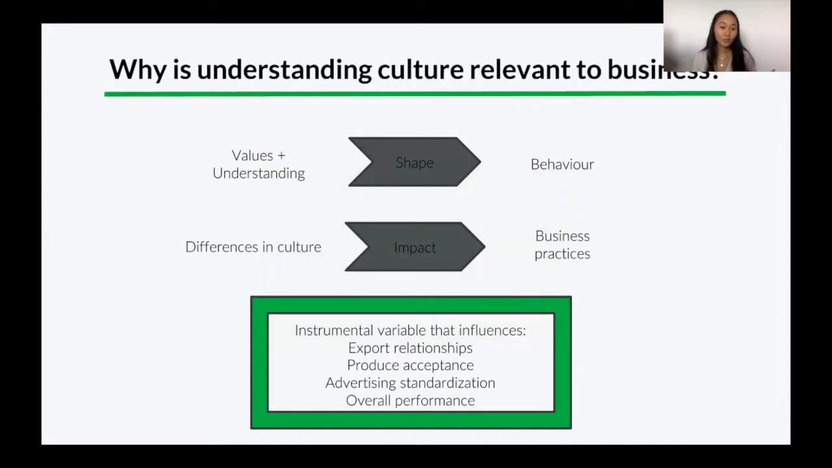Culture shapes an individual's values and understanding of the world, and thus has a great influence on one's behavior. This in turn largely determines a business's culture and its values. With increasing globalization and M&As, there has also been an increasing importance to understand how culture between and within nations has an impact on business and how to cater and modify business practices accordingly. Cultural differences between home market and international host markets have been identified as an instrumental variable that influences multiple business operation outcomes. Specifically, export relationships, product acceptance, advertising standardization, and of course, overall firm performance.